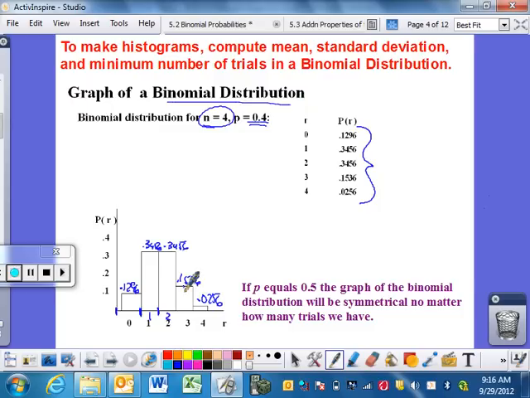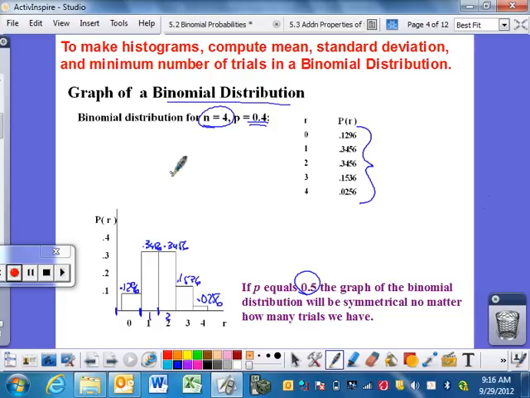A few specifics, things about a graph. If the probability is 0.5, the distribution will always be symmetrical. So if you actually look at your table and go to any 0.5, you're going to see a nice little pattern. It's going to go up and come back down in every single one of them, where the numbers are exactly the same as you go to the left and to the right of the middle number. So that will always happen.